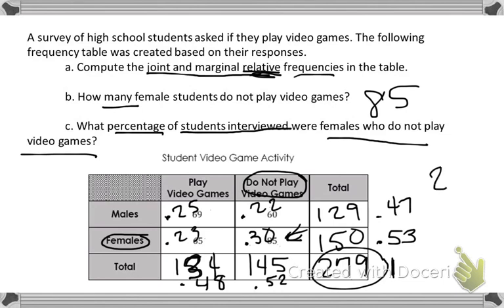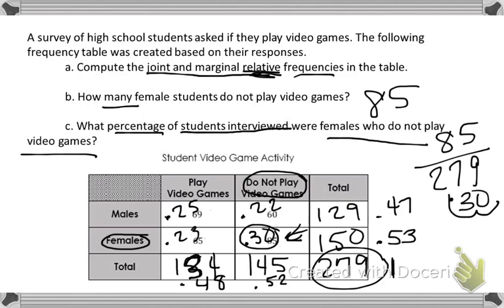Well, we know the total is 279. We know there are 85 females who do not play video games. Okay, so we found this before. It's 0.3. And remember, if you're changing something to a percent, move the decimal 2 spaces to the right, no matter what. So 30% of the students interviewed were females who do not play video games.